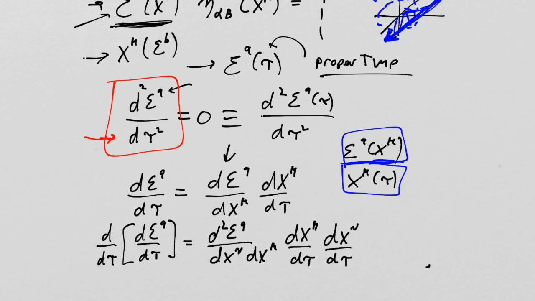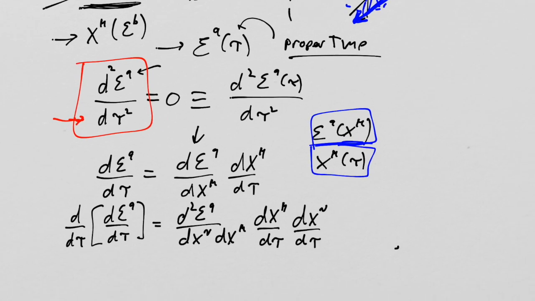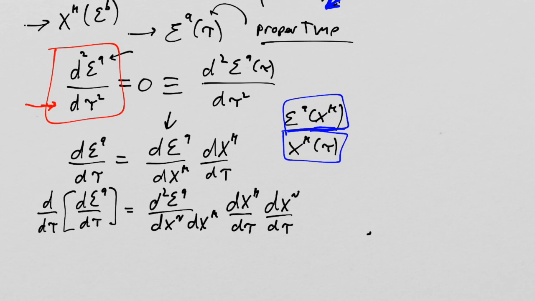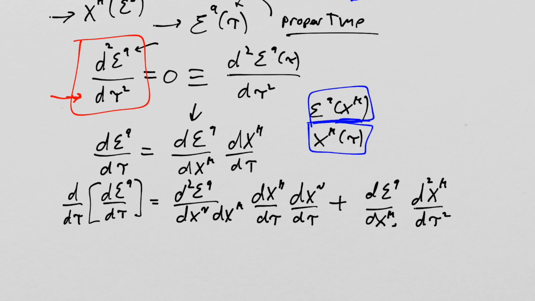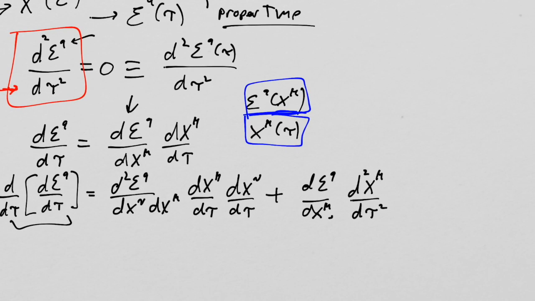It's the product rule. So the next step is plus dE_A/dx^μ times d²x^μ/dτ², right? So that's the second derivative of this thing. But it is the second derivative of this thing, so I can set this equal to 0, right? So this expression now equals 0.